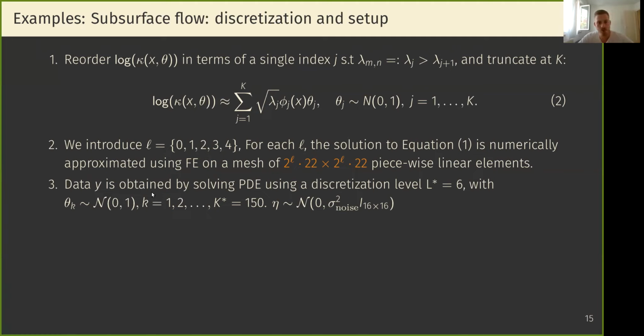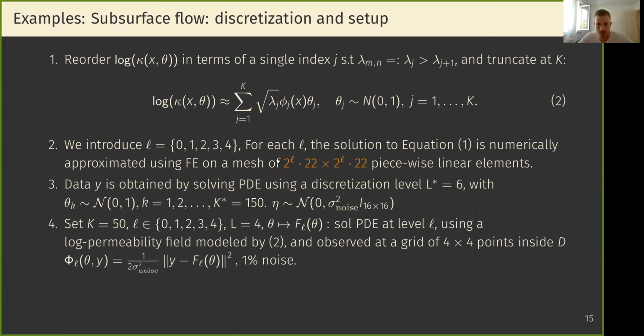We generate some data Y by solving this previous PDE using a discretization level capital L star equal to 6 with theta K. This theta k here, which is where the randomness comes from, is sampled from a Gaussian 0-1 with 150 terms, and we observe the solution at a grid of 4 by 4 points inside the domain.